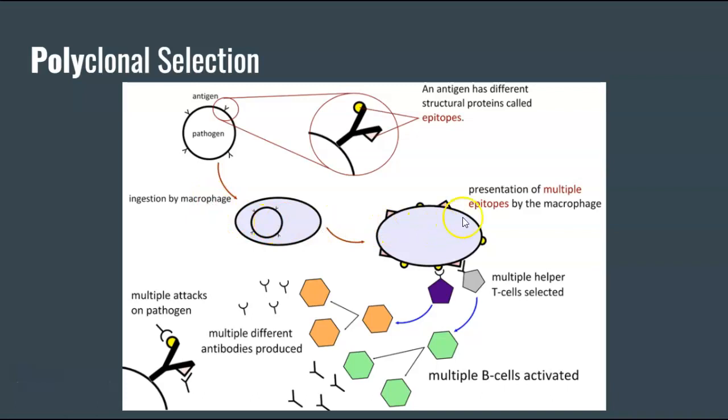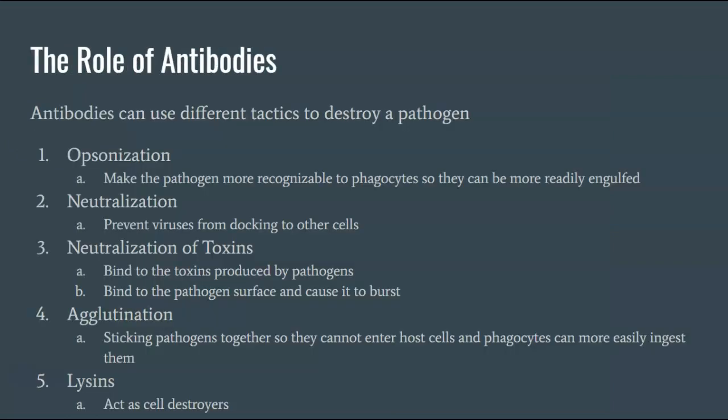Ingested by the macrophage, and then you present multiple epitopes on the macrophage, which means that you are activating multiple helper T cells, which means that you are activating multiple B cells, which means that you are throwing out multiple antibodies, and the multiple antibodies attack the pathogen at the same time. So it's the same general idea. It's just that when you get to the T cell step, you're activating more than one, right? Poly means many. It all makes sense, hopefully.